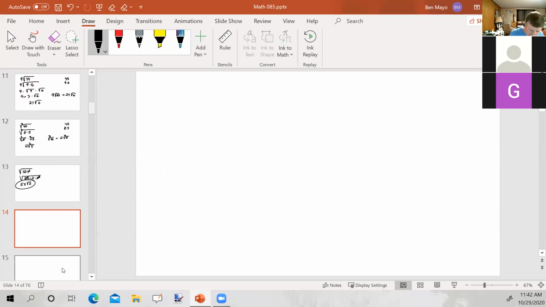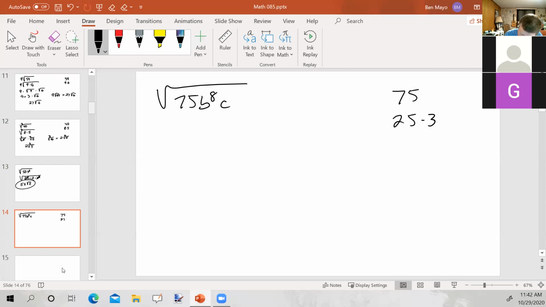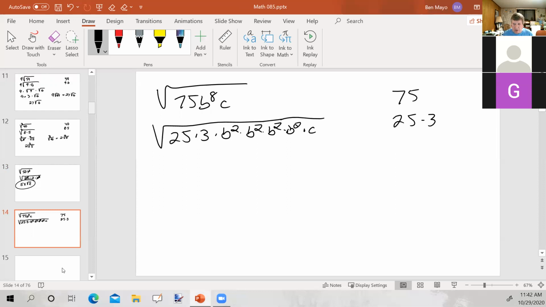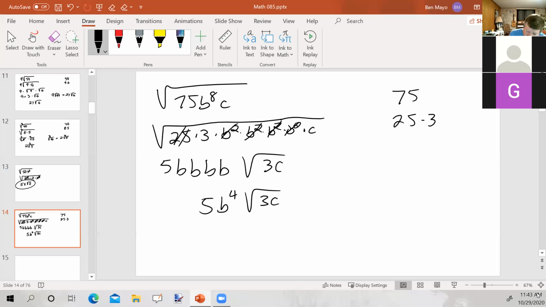Let's take a look at this one. The square root of 75 b to the 8th c. Well, 75 is 25 times 3. 25 is a square. b to the eighth is b squared times b squared times b squared times b squared, and then times c. So do you see where I got the four b squareds? Yes. All right. What's the square root of 25? 5. What's the square root of b squared? b, four times. And I've got the square root of 3c left inside. So I've got 5b to the fourth square root of 3c.